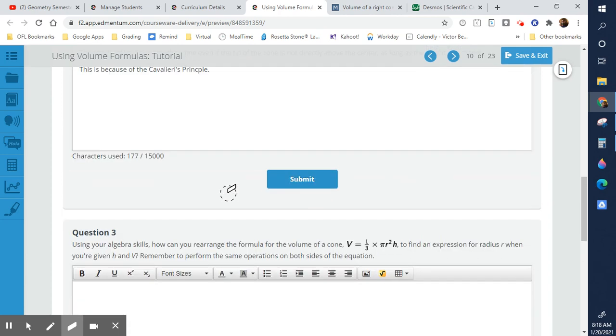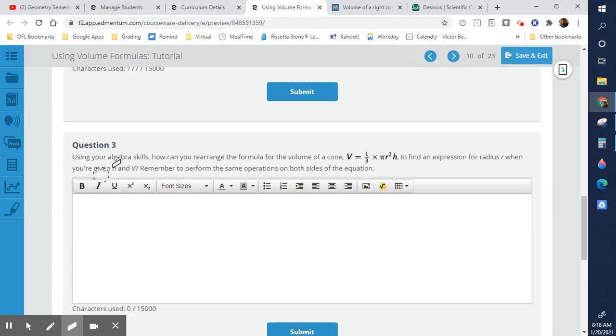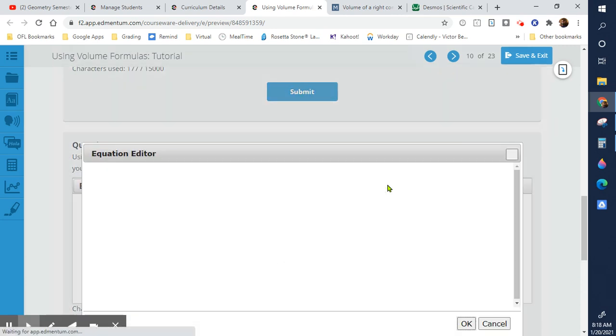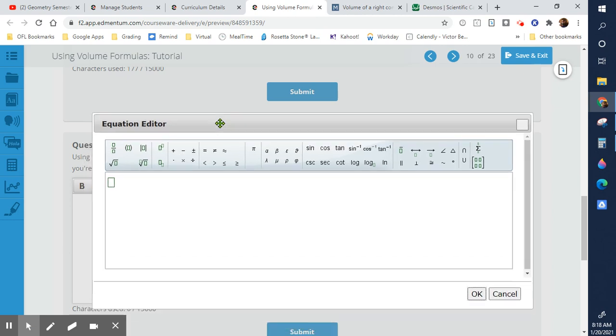All right. Using your algebra skills, rearrange the formula to find the radius given the height and the volume. So we're going to do another algebra problem here. I honestly don't find these that challenging compared to some of the abstract concepts they give you.